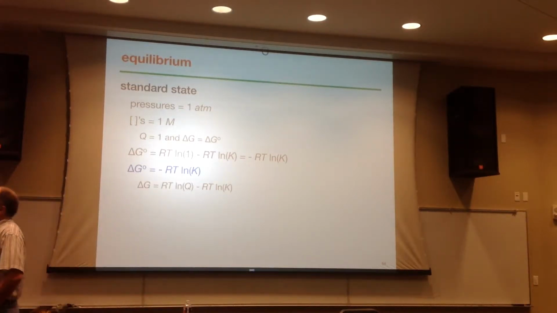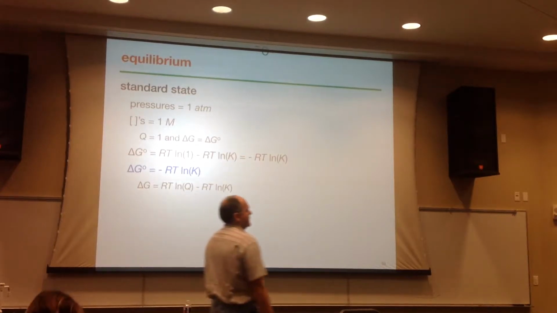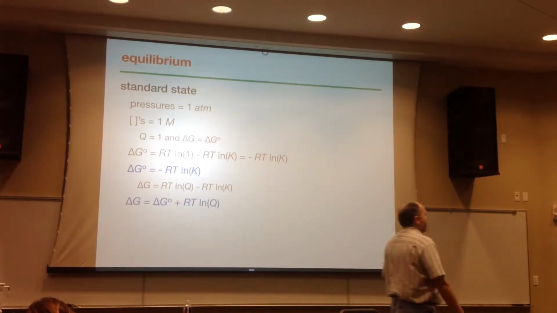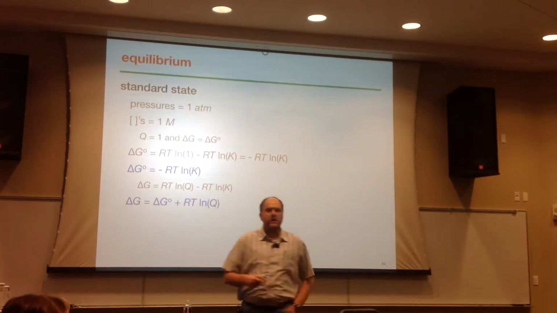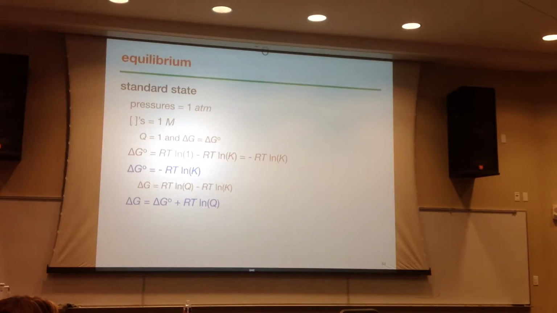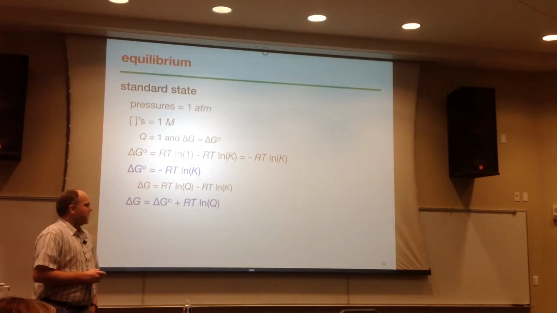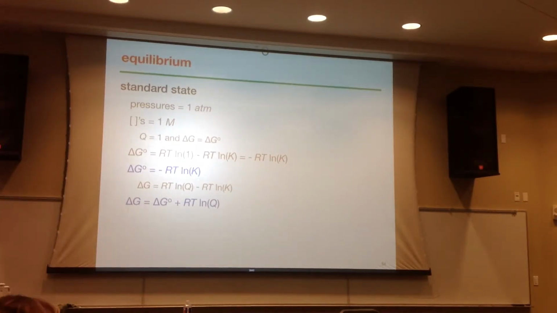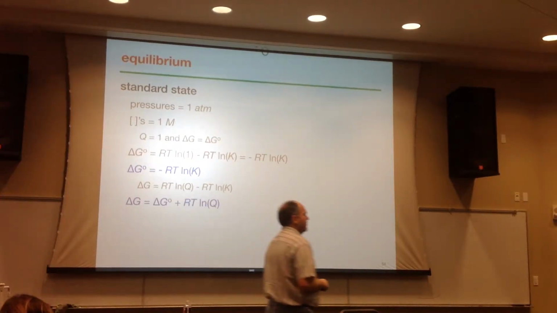So, delta G is equal to RT log Q minus RT log K. I can plug this expression in for minus RT log K, and I now get delta G is equal to the standard free energy change plus RT log Q. Which pretty much ends where I started last time. I think the story is a little bit more complete, I hope.